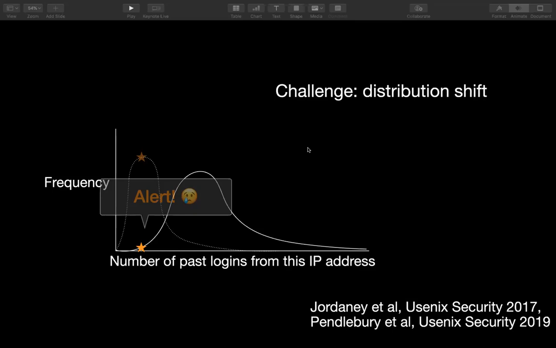Industry folks, what would it take for you to consider using anomaly detection? What do you see as the research challenges that academia needs to solve?